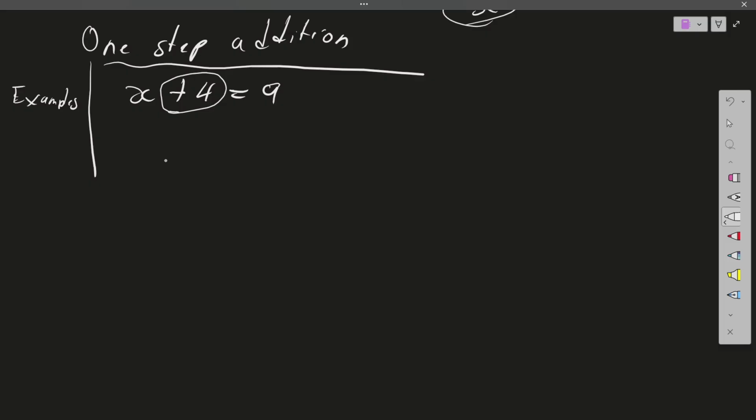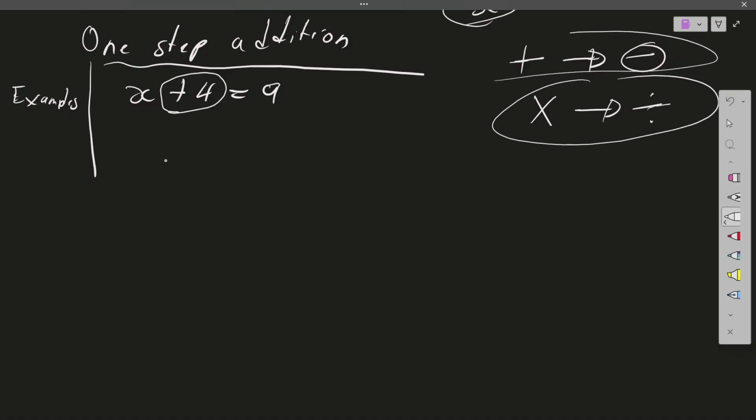Let me just write it down here. The plus sign is right next to the minus sign, and the multiplying sign is right next to the division sign. Think of them as opposites of each other. This is the analogy that you must have in your mind for the rest of your life: the opposite of plus is minus, and the opposite of multiplication is division.